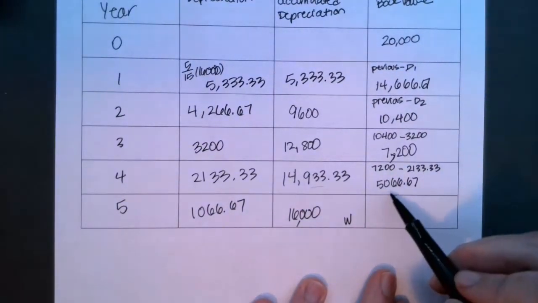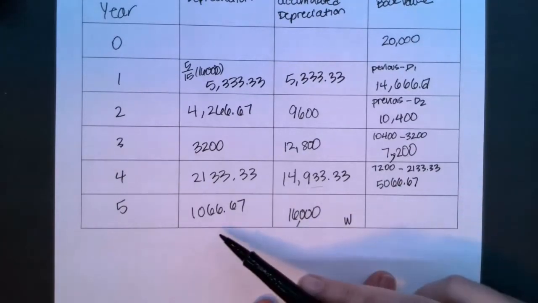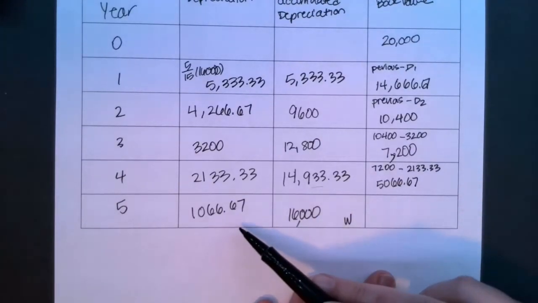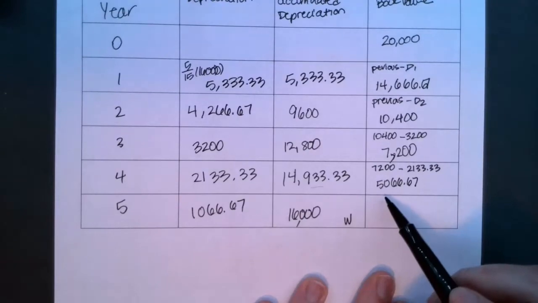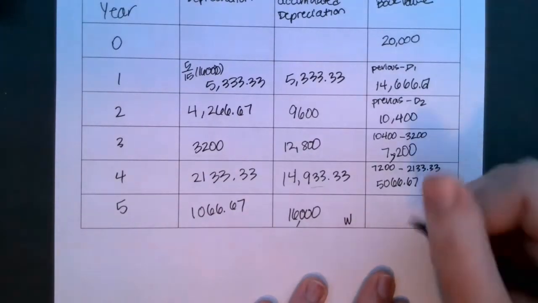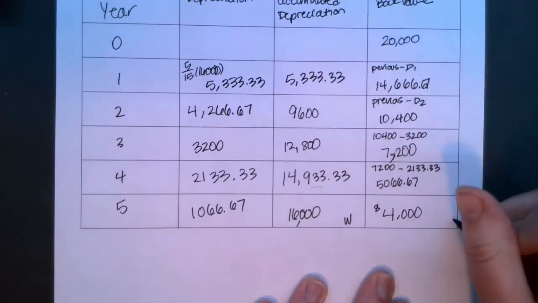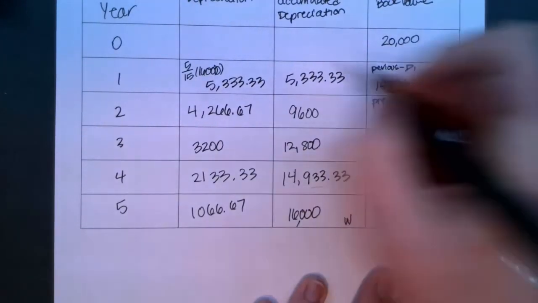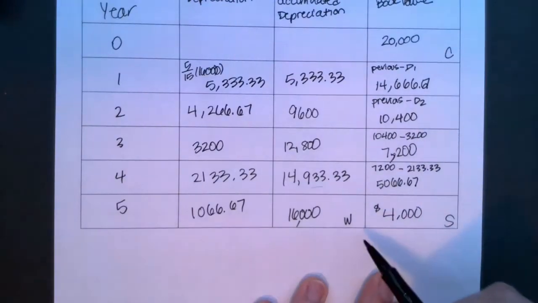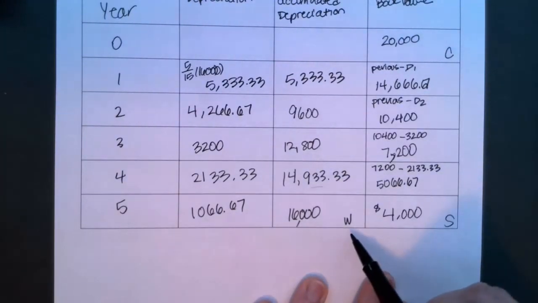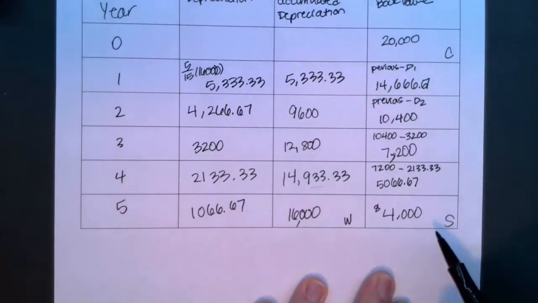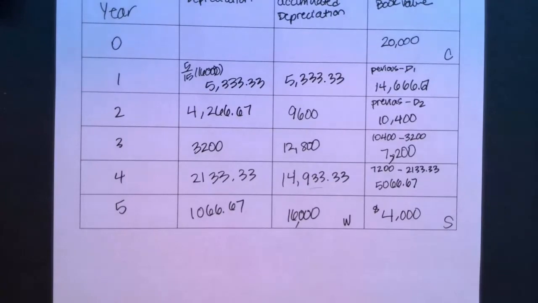And then when we subtract that 1,066 and 67 cents from 5,066 and 67 cents, we will indeed get our 4,000, which is what we should get for S. So remember, up here in line 0 is your cost, down here at the end the accumulated depreciation should be your W, and then the last book value should be whatever you had for your scrap or salvage value. So now we're going to move on to another method called the double declining.